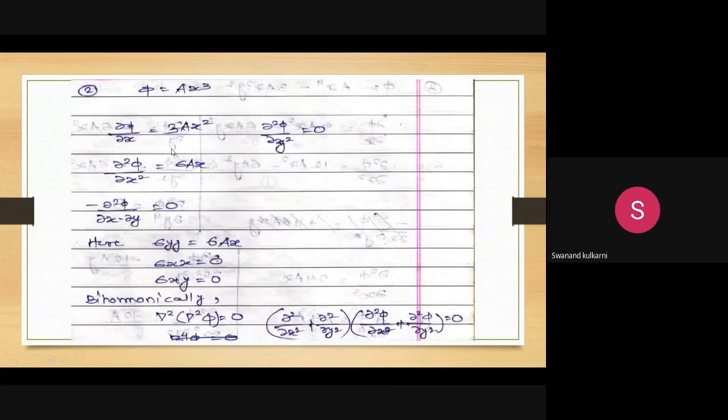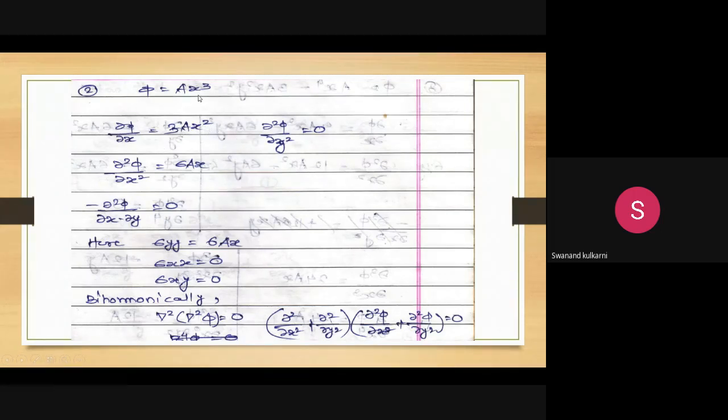Now let us check once again the next example. Here we are considering phi is equal to ax cube. Then let us differentiate this phi with respect to x. First of all, dou phi by dou x, after differentiating, will become 3 times ax square. Is it okay?